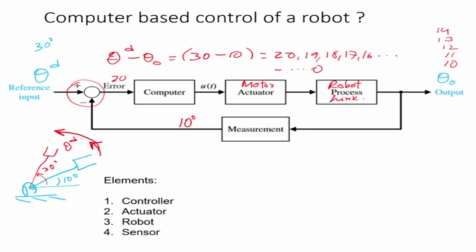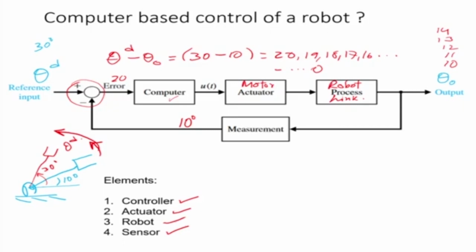And what are the elements of the closed loop control system? One is a controller. In this particular case we have said a computer, there is an actuator, there is a robot, and there is a sensor. So we'll start off by looking at sensors, then we'll go to actuators, then we'll go to controllers, and then put all of them together to be able to understand how the full system works. So let's start off with sensors.